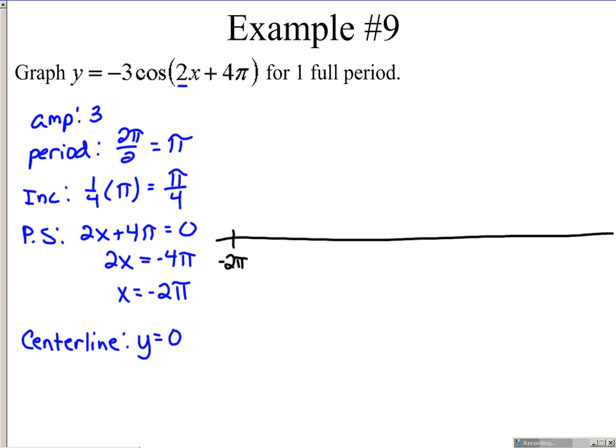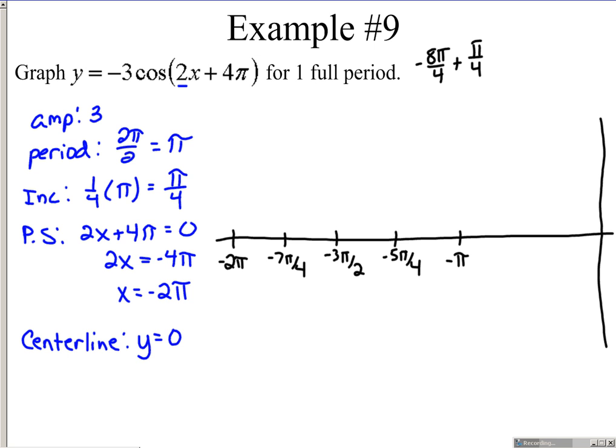We add our increment 4 times to get 1 full period. So -2 pi plus pi over 4. -2 pi with a denominator of 4 is that, and we're adding pi over 4. So we have -7 pi over 4. -6 pi over 4. -5 pi over 4. And -4 pi over 4. So we can see we have to add 1 more full period to get back to 0. So our y-axis is going to be way over here.